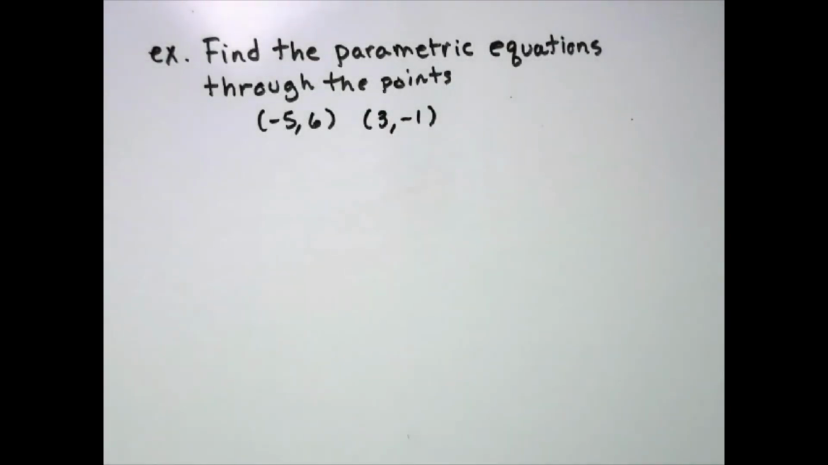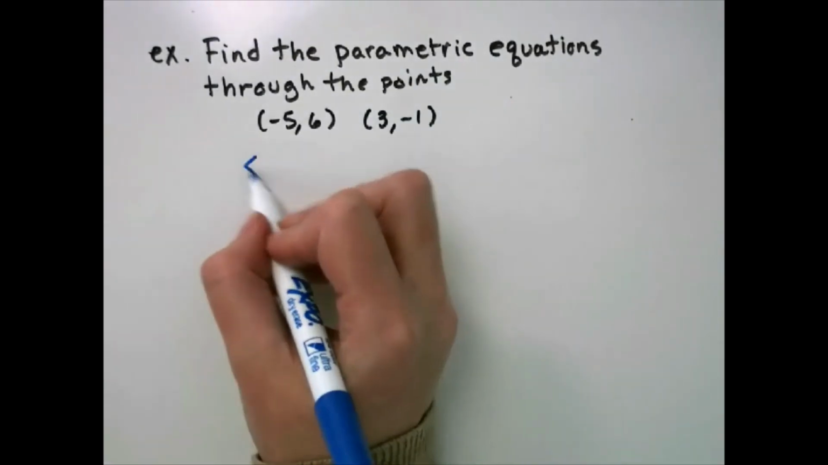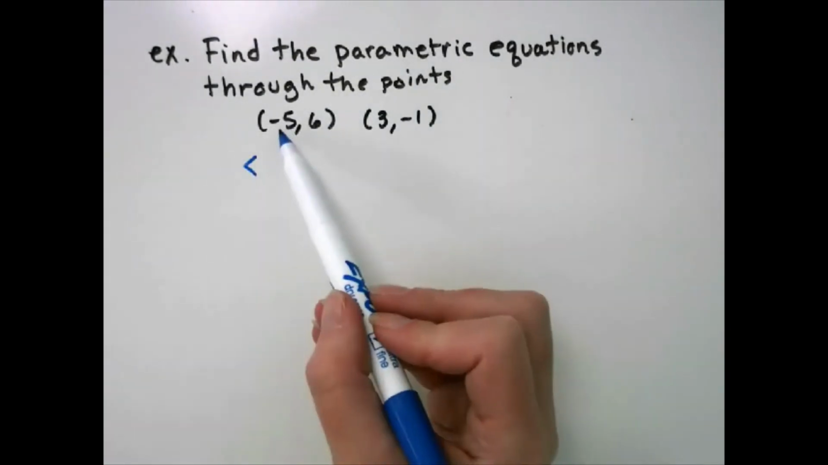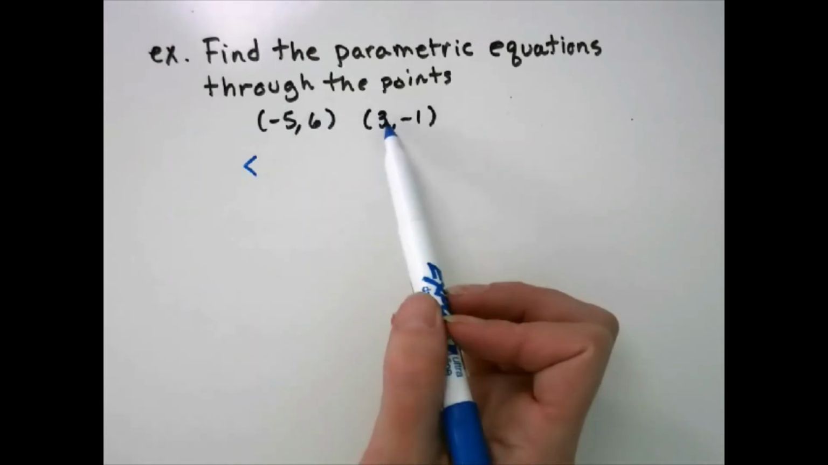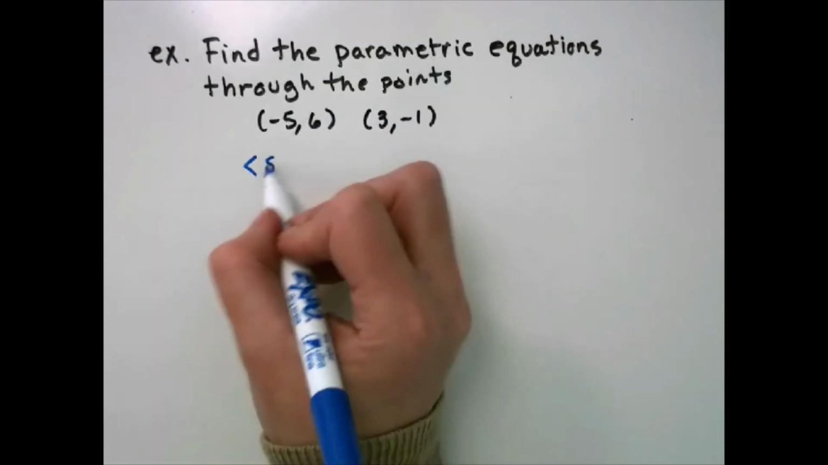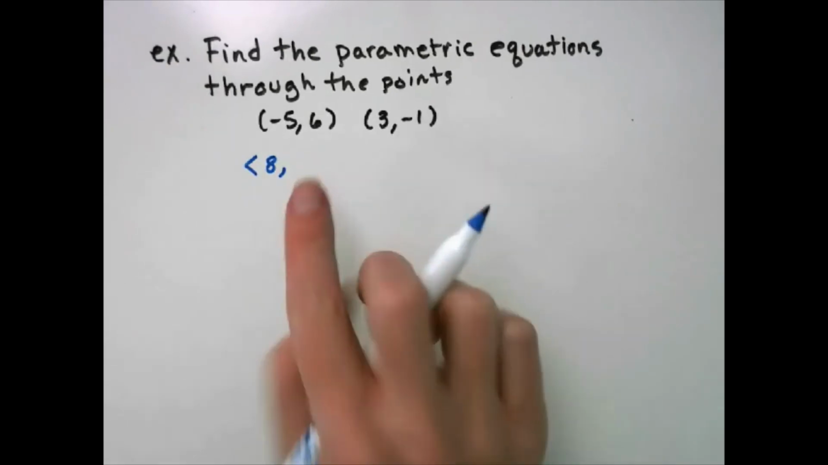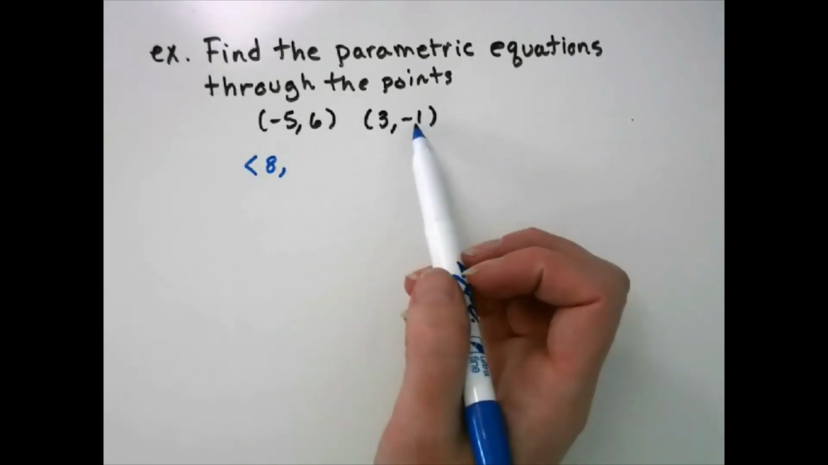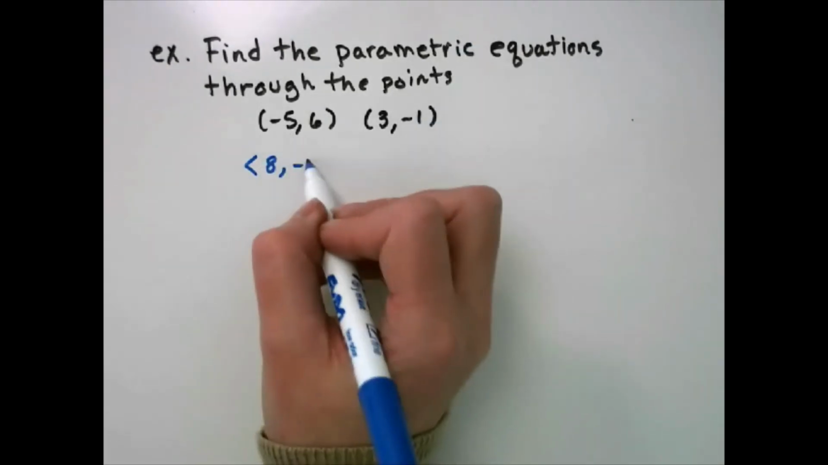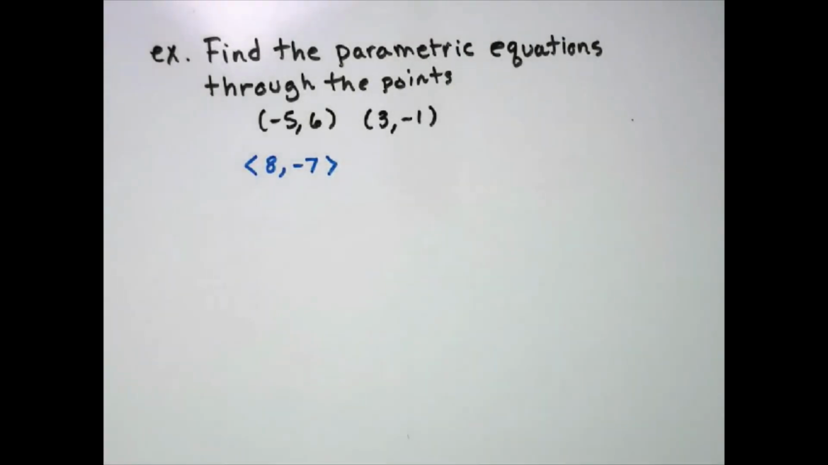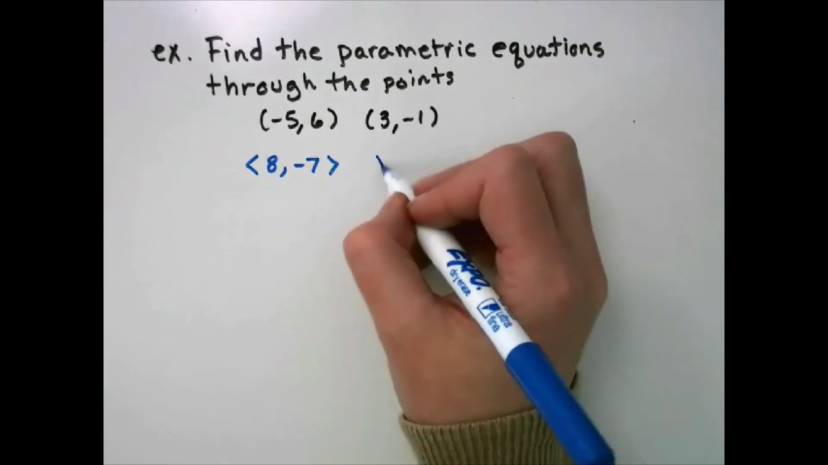Our final example, we're going to find the parametric equations through the points -5, 6, and 3, -1. So let's come up with our direction vector. So for the x, we're starting at -5 and ending at 3. So we're going +8 in the x direction. And then we're starting at 6 and going to -1. So we're going -7 in the y direction.